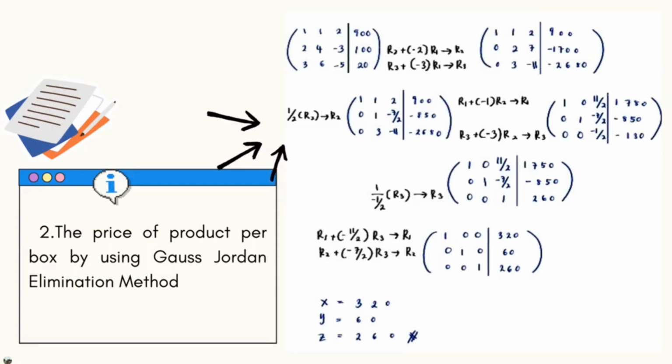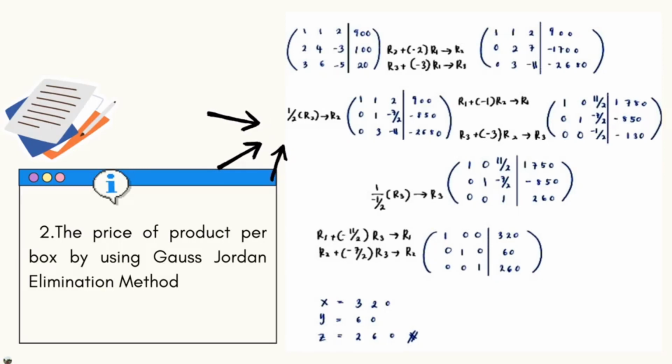We compute the first non-zero constant in the second and third rows using the Gauss-Jordan elimination method to form 0 under the leading entry of the first row. So the calculation will be R2 plus -1 times R1 becomes R2, and R3 plus -3 times R1 becomes R3.